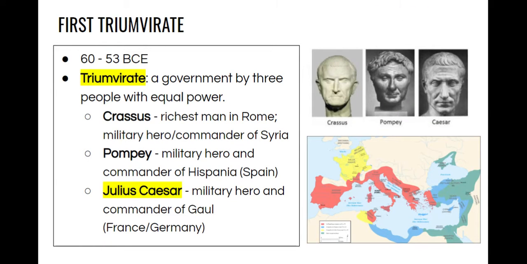Now, eventually, the Senate loses control to really 3 people. A triumvirate is a government where 3 people rule. The first triumvirate consisted of Crassus, Pompey, and Julius Caesar. All 3 of these are military heroes of the Republic.